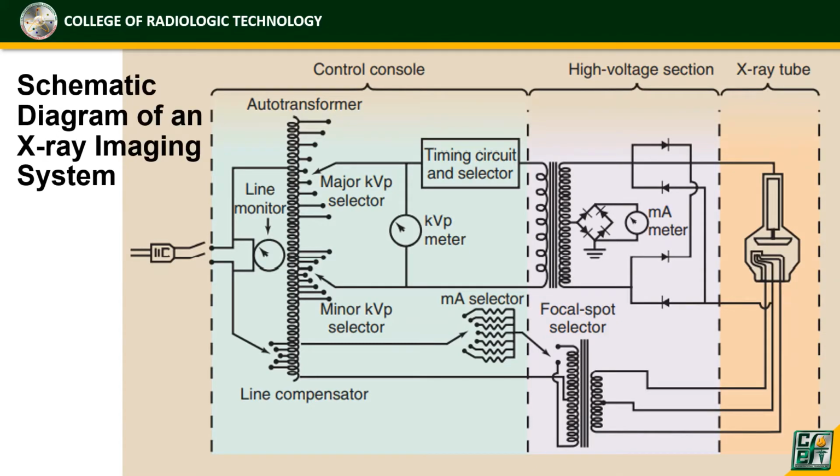So this is a schematic diagram of the X-ray imaging system. Basically, the X-ray circuit is divided into 3 sections: the control console or the low voltage section, the high voltage section, and the X-ray tube. So we will be discussing each section in the following slides.